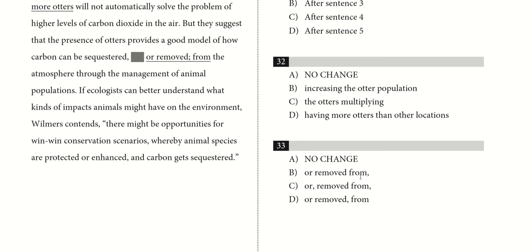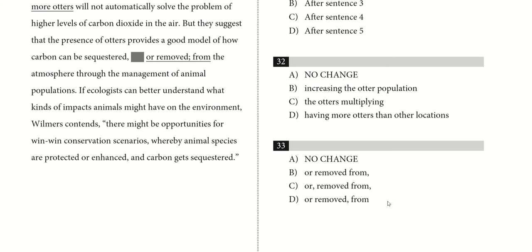So if you put in B, so can be sequestered, comma, or removed from, comma, the atmosphere, we should be able to read the sentence without it. But we can't, because then we would just have presence of otters provides a good model of how carbon can be sequestered the atmosphere, right? So what that means is that we need the comma before from, because carbon can be sequestered from the atmosphere, not just carbon can be sequestered the atmosphere.